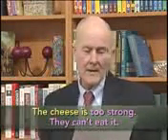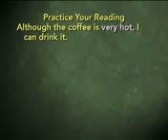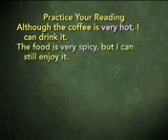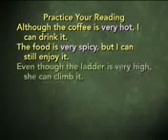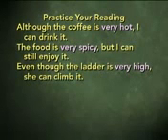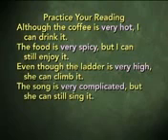Good. Now listen carefully to these sentences. Although the coffee is very hot, I can drink it. The food is very spicy. Spicy means piquant. The food is very spicy, but I can still enjoy it. Even though the ladder is very high, she can climb it. The song is very complicated, but she can still sing it.